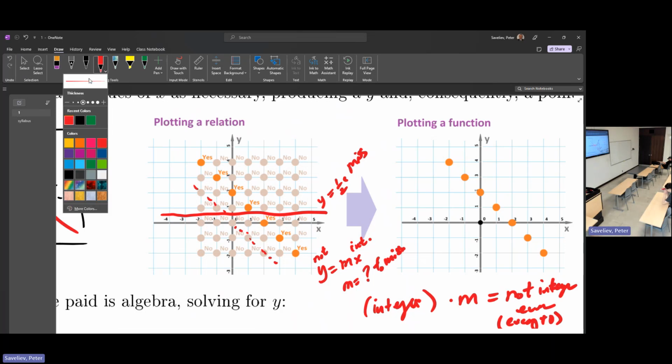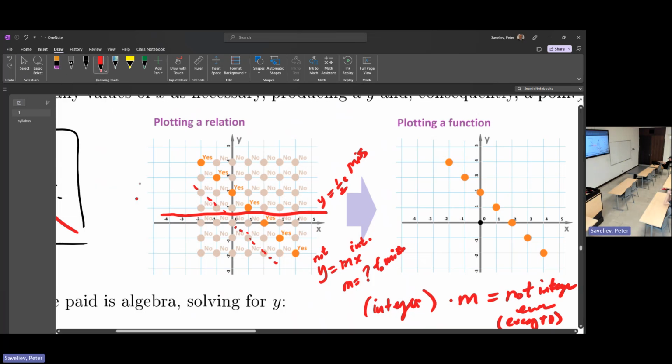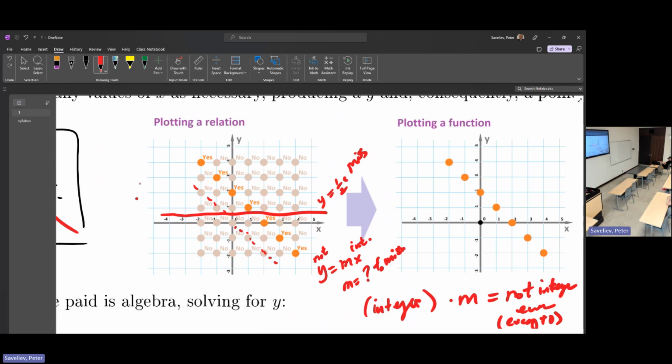So can you think of an example? Would it just be any decimal value? No. If you take 1/10, and you plug in x equal to 10, you will get 1. It's an integer.